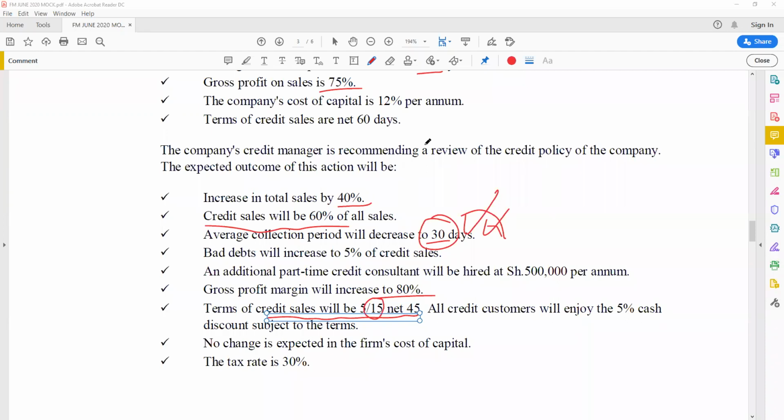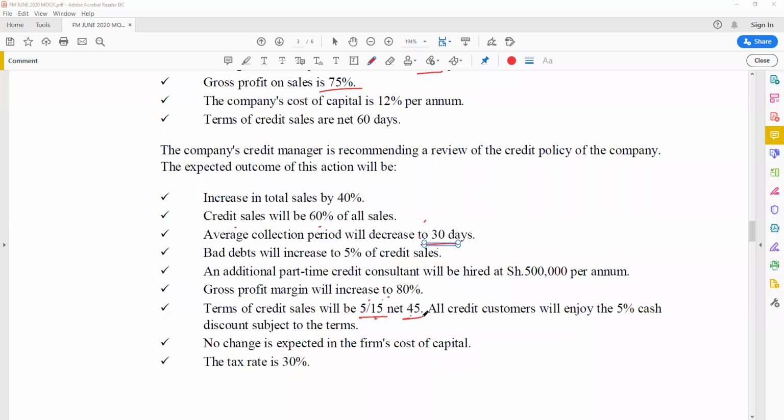Now here, my idea would be that you have to use algebra here, because the examiner didn't give you the proportion of the customers who will take the discount. However, you've been given the average. We have 30. We know some pay in day 15 and some pay in day 45. So let's see if the use of algebra will help us out.